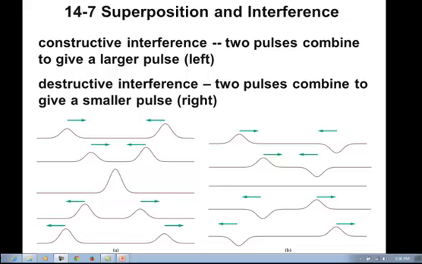And this one is going to be destructive, because when these ones meet, they're going to cancel out, because I had a crest meeting with a trough. So in that case, they're going to meet and cancel out. And then they simply pass right through each other and go on their way as before.